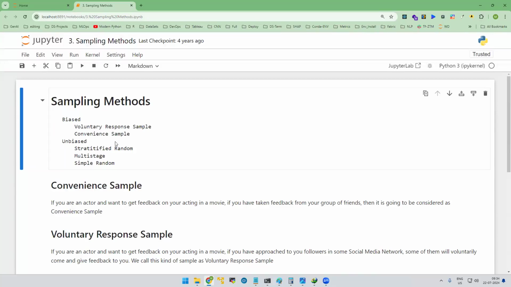Whereas convenience sample is more like you are asking your friends and relatives. Obviously they have to come, or else you're going to say something, right? That is more of a convenience sample. Or asking your own family members. They don't have an option. They have to watch it. That is more of a biased convenience sample. Any questions on this part? Yeah, got it. Next one is unbiased sample.